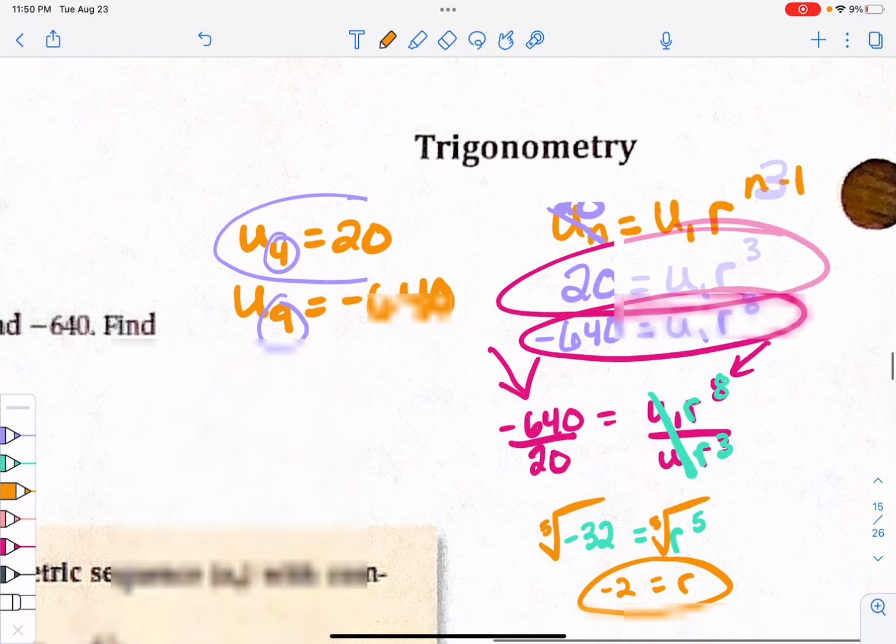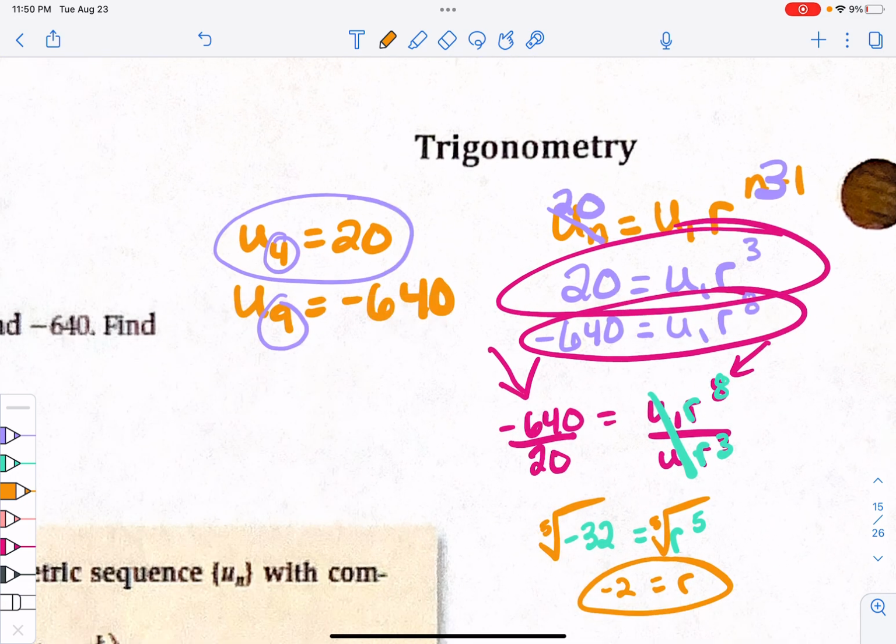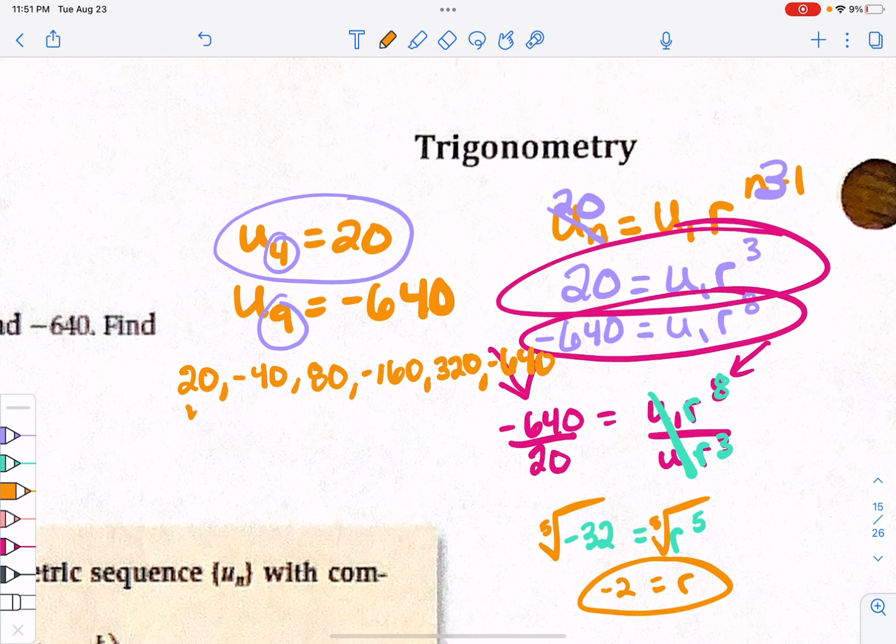If you wanted to check that, you could start with the 4th term, which is 20. If I multiply by negative 2, that's negative 40. Multiply by negative 2, that's positive 80. Multiply by negative 2, that is negative 160. Multiply by negative 2, that's positive 320. And multiply by negative 2 again, that's negative 640. So this is the 4th term, 5th term, 6th term, 7th term, 8th term, 9th term. It checks out, because that's what negative 640 is.